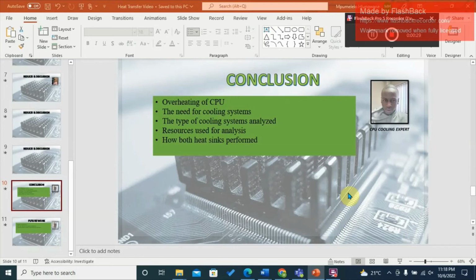The use of heat sinks can be one solution to the problem of CPU overheating. In this experiment, two heat sinks, circular pin fins and plate fins, were analyzed to gauge how well they can cool the CPU to the optimum level. This was done using CFD modeling on SimScale. Both heat sinks managed to lower the temperature of the CPU to the required level. However, the circular pin fin heat sink performed better than the plate heat sink, as it managed to lower the temperature of the CPU more than the plate heat sink.